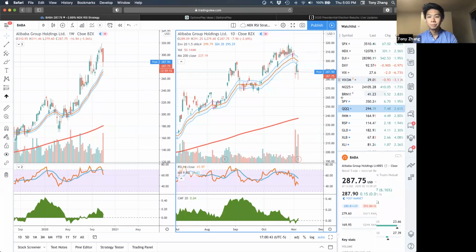What are your thoughts on TMF and UPRO? I'm not familiar with either stocks, unfortunately. So I don't have a whole lot to add on that.